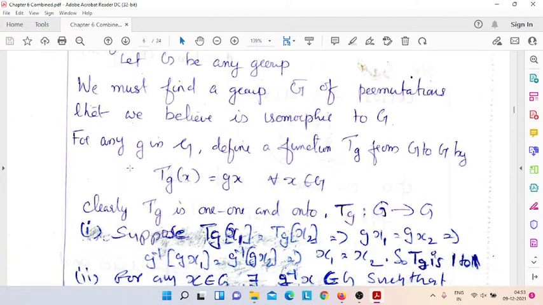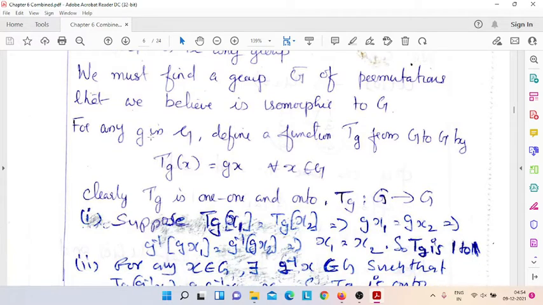For any element small g in G, we define a function Tg from G to G by Tg of x equal to gx. Here x varies in G. x is any element of G, an arbitrary element of G. That means x can vary in G. The definition of the function is Tg of x equal to gx.